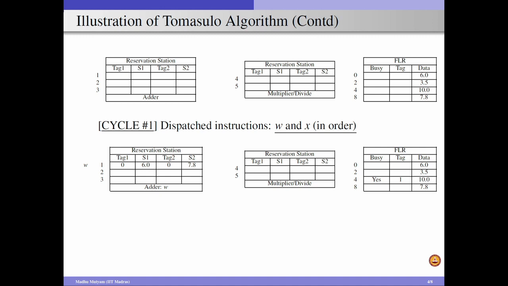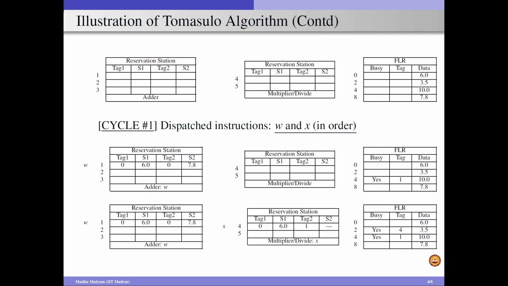And we know that we are dispatching 2 instructions in the same cycle, that is cycle 1. So now we will look at what happens with the instruction X. We know that the instruction X is multiply R2, R0 and R4. So, because this is a multiply instruction, we are dispatching this instruction to the reservation stations associated with the multiply unit. So, here we are dispatching, and the multiply instruction requires two operands.